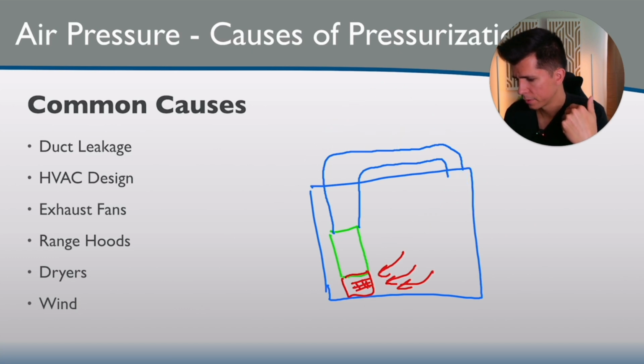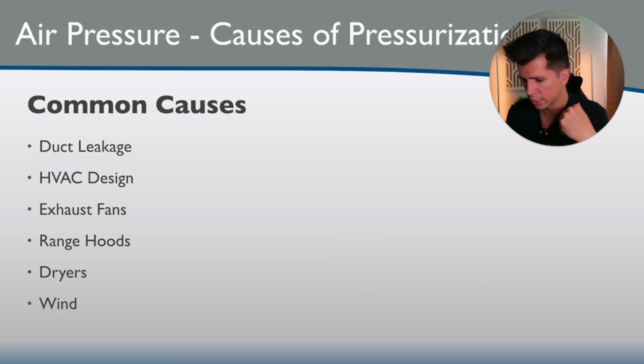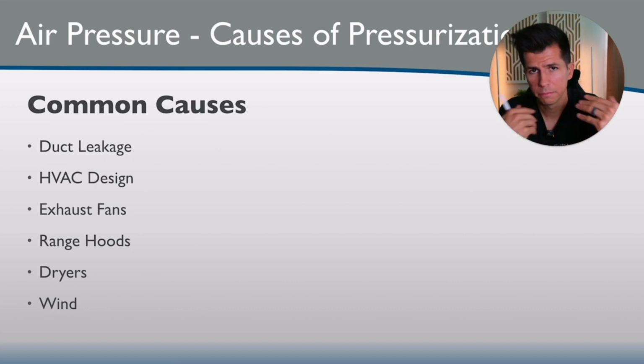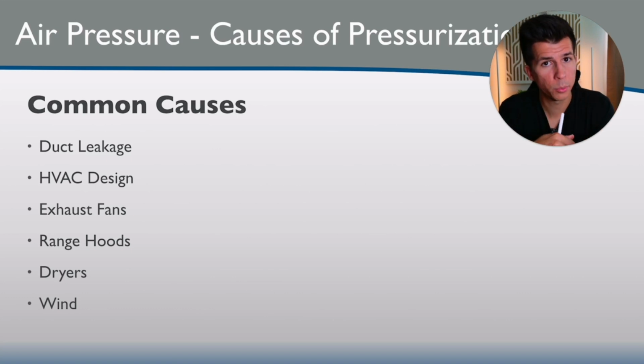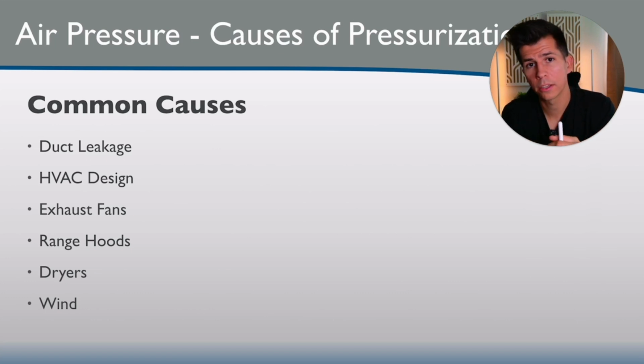HVAC design, return and supply location is really important. Exhaust fans, we talked about exhaust fans. Range hoods is a huge one, right? If you're clicking on your range hood and it's a 1,000 CFM range hood, do you have any makeup air for that? Are you controlling where the air is coming back, or are you just allowing it to come from the attic or wherever? Dryers, click on a dryer. That air is exhausting out somewhere, right, with the lint. It's not creating it. It's got to pull it from the laundry room or wherever it is. So that area could be under a local negative pressure, especially if a door is closed or something.